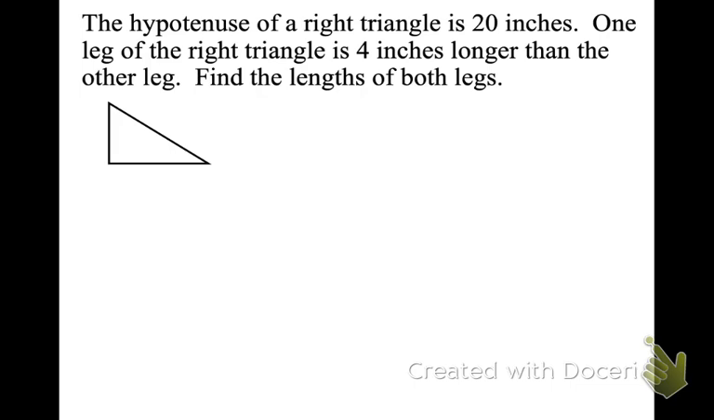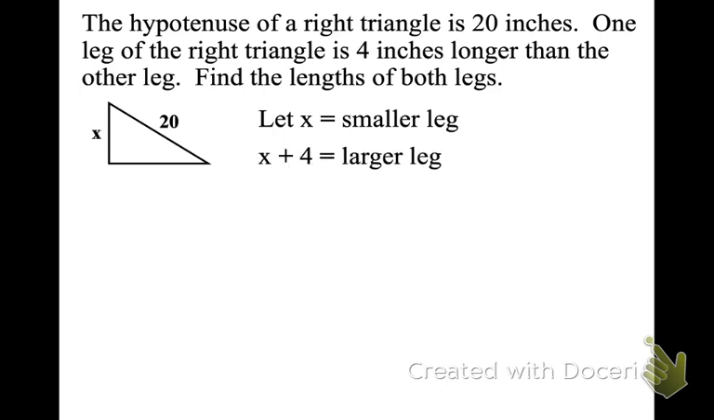My hypotenuse is 20. That's the longest side, opposite the right angle. One of the legs is 4 inches longer than the other. I'm naming that the bigger side, x plus 4. That means the one they give us less information on is the smaller side, so we call it x. And this bigger side will be x plus 4.